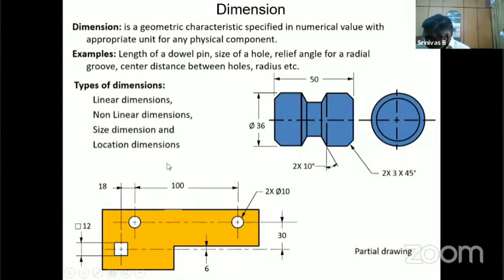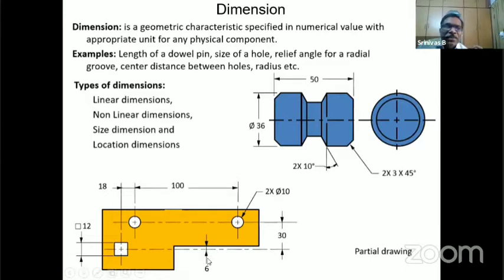Now, I would talk about size dimensions and location dimensions. I hope you would be able to identify by now which are size dimensions and which are location dimensions. You see this particular dimension, what is it saying? This is a square of 12 units. This is called a size dimension. There are 2 holes and the size of each hole is dia 10. This is another size dimension.